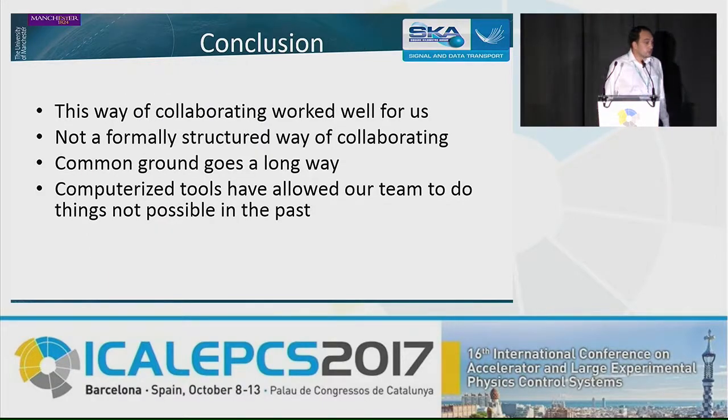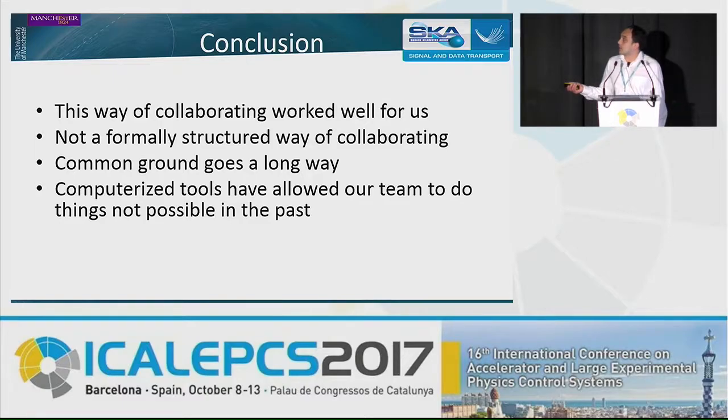So in conclusion, based on our time in the past 4 years working together, this has worked well for us, what I've very briefly described to you. It's by no means a formal structured way of collaborating. It's no agile framework, but for the team that we have, it's worked well. Common ground goes a long way. Outside of work, we do have lots of things in common, which helps us bond as a team.